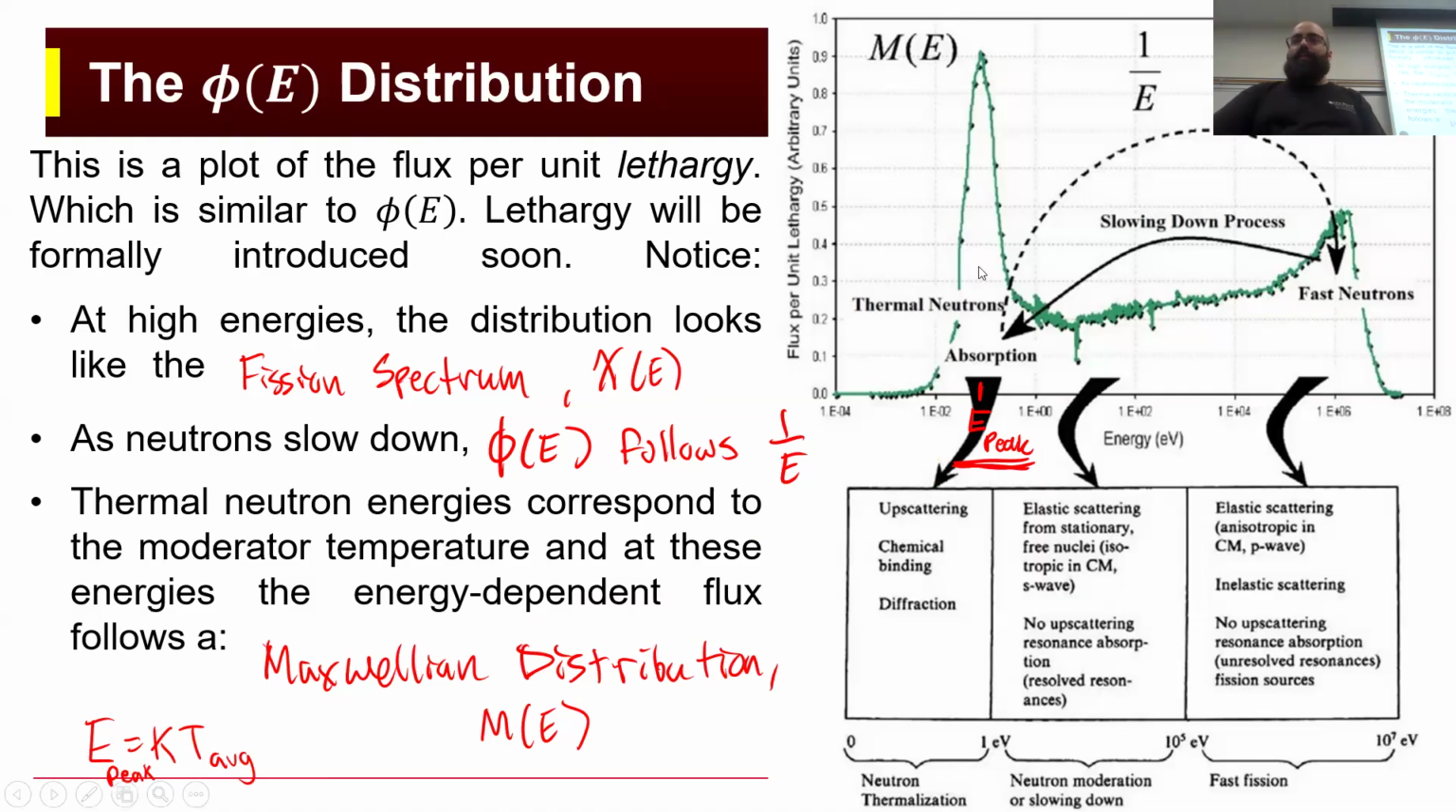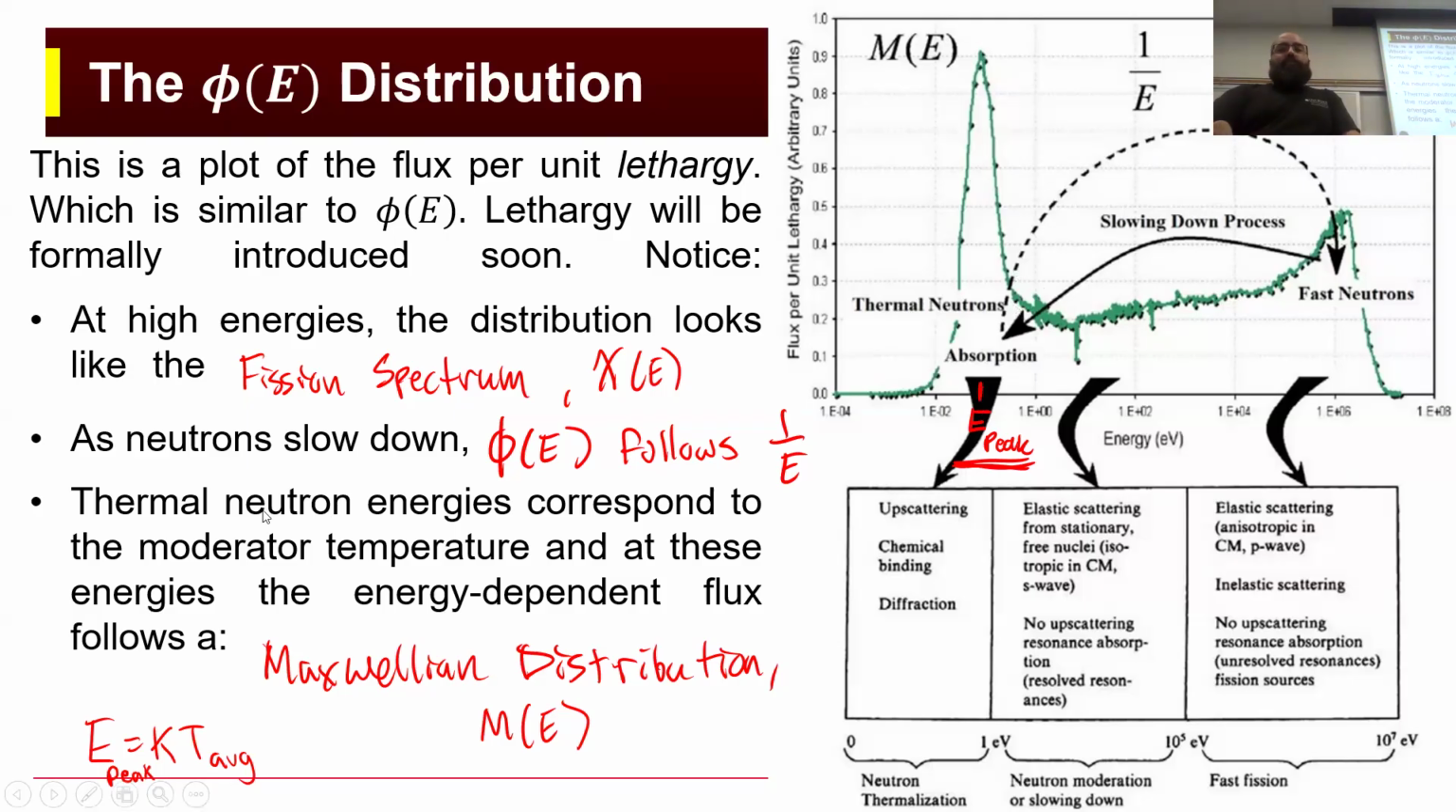So that's what this peak is corresponding to. And as my neutrons slow down, eventually they come into thermal equilibrium with that moderator, and then those neutrons start to follow that same Maxwellian distribution that we had talked about a little bit in our first couple of lessons.